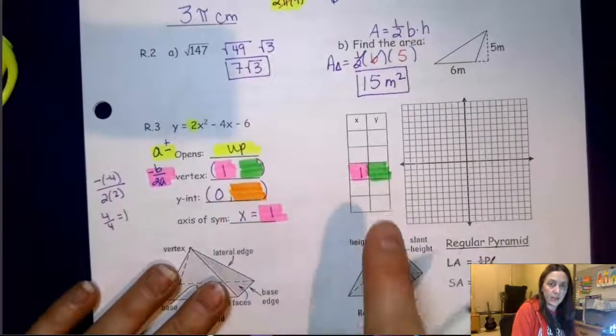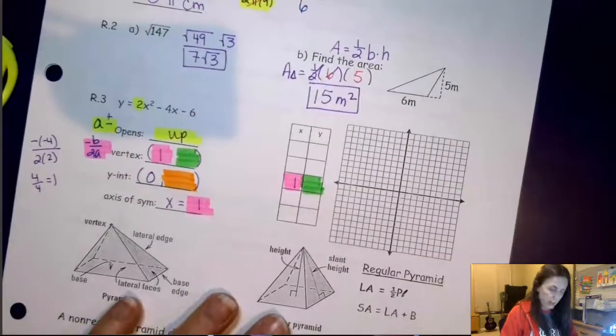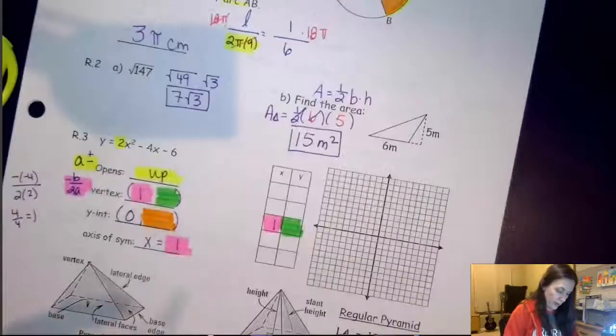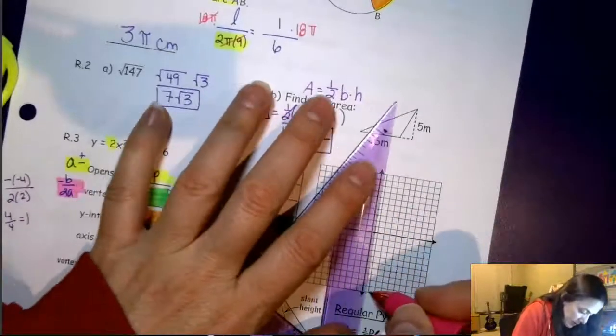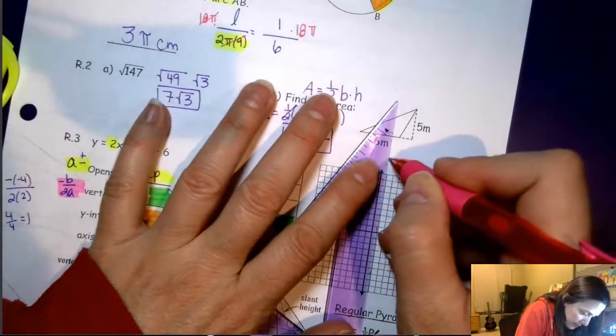Vertex, axis of symmetry, and then it goes in the middle. I can also come over here and do that one right away. And then my axis of symmetry is going to be right here. I can draw it.